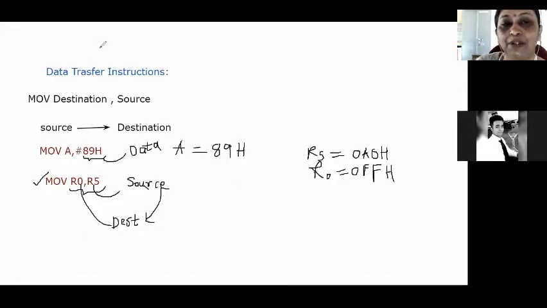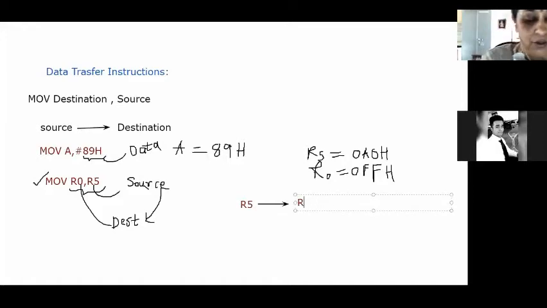Yes, what will happen? Tell me what will happen. Contents of source will be transferred to the destination. So what is the source in this case? Source in this case is R5. So contents of register R5 will be transferred to register R0.